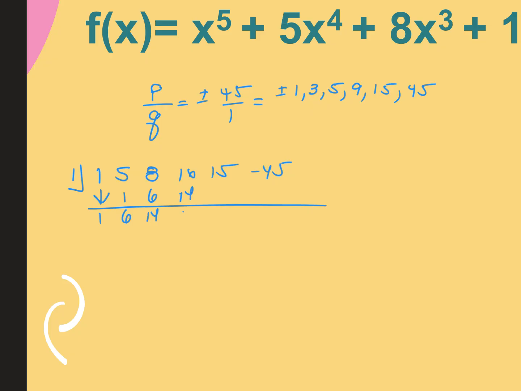16 and 14. 30 times 1, 15 and 30. Holy moly. 45 times 1. Wow, that was lucky. So what do we figure out here? That works. X equals 1. This graph is going to cross the x-axis at least one time. Where? At x equals 1.